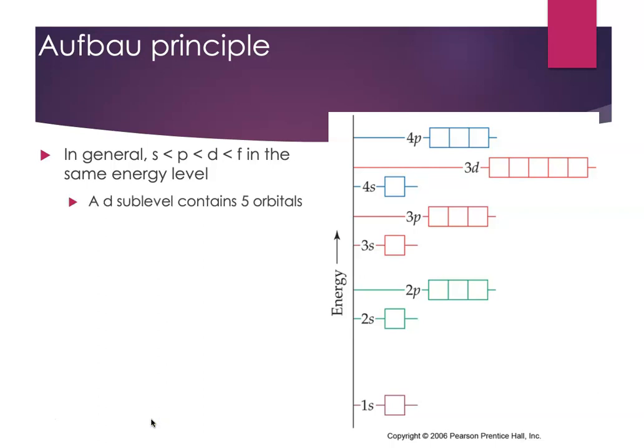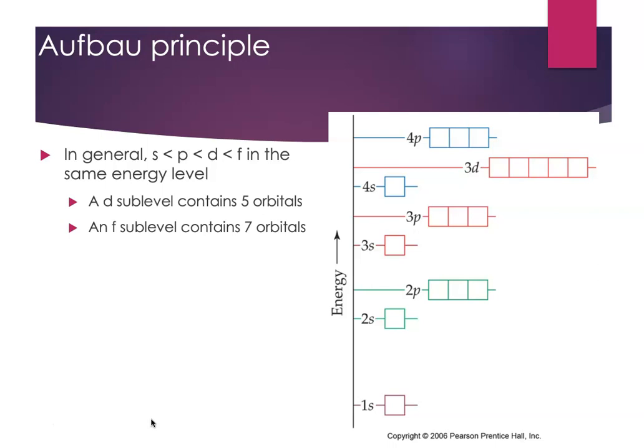I do want to remind you that d sublevels contain 5 orbitals, and that's shown here for the 3d sublevel. F orbitals aren't shown here, but there are 7 f orbitals in an f sublevel. So that's something we need to remember when we get up to those higher energy levels.